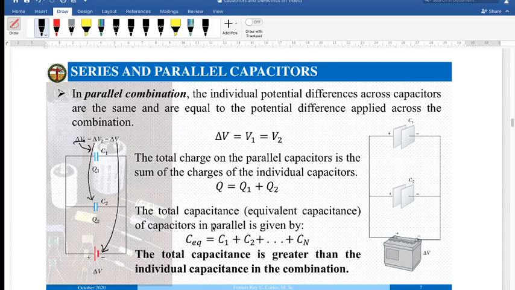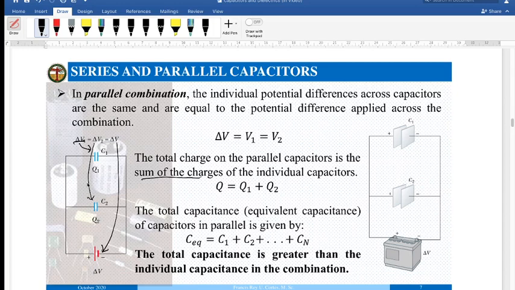So now, how about the charge on the parallel plate capacitor? How can we find the individual charges on the capacitors? When they are in parallel combination, we know that their potential differences are the same. But the total charge on the parallel plate capacitor is actually the sum of the charges of the individual capacitors. Meaning they have different charges. The first capacitor C1 has charge Q1, and the capacitor C2 has charge Q2.